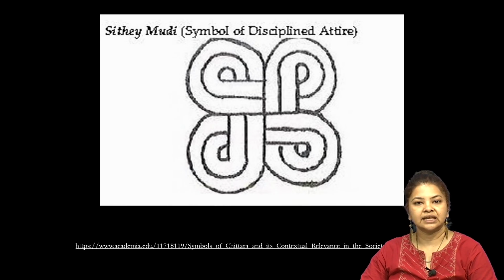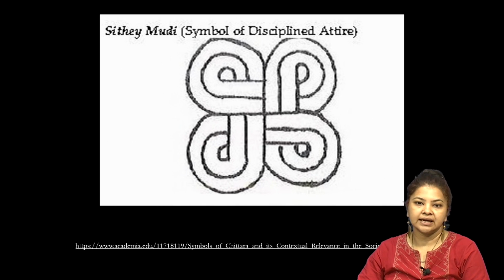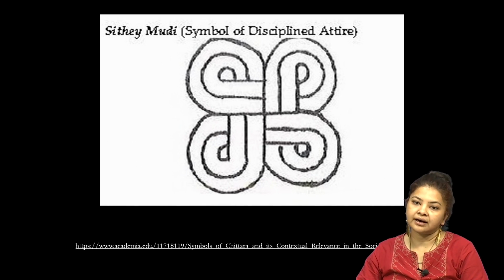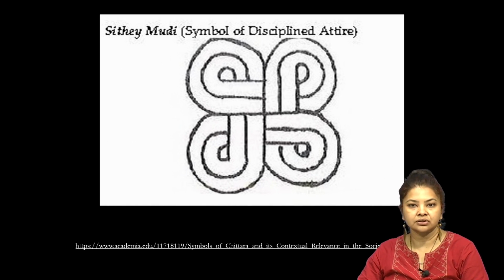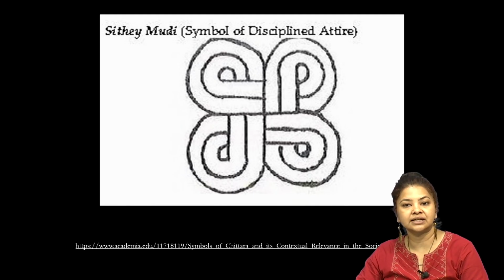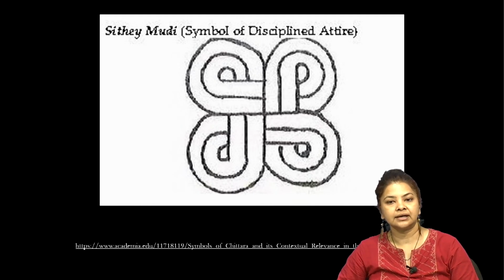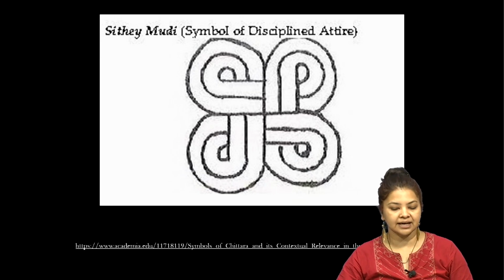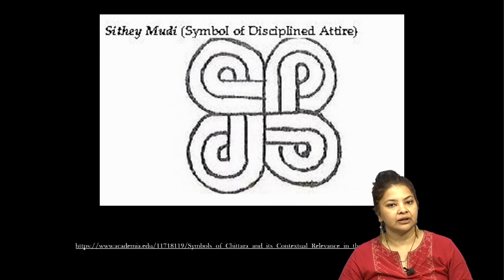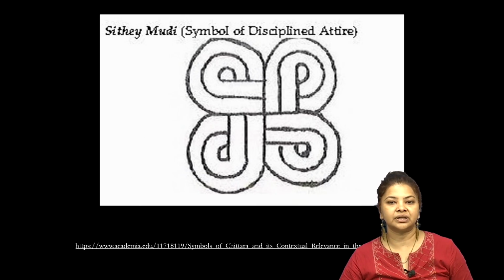So, this is Siddhi Munde, which depicts the way a sari is draped, and it also says that one should have a disciplined lifestyle. This motif represents that one should have a disciplined lifestyle and things should be done in a certain fashion, so that we gain success in our life in whatever we do. So, this motif actually represents the way a sari is to be draped.